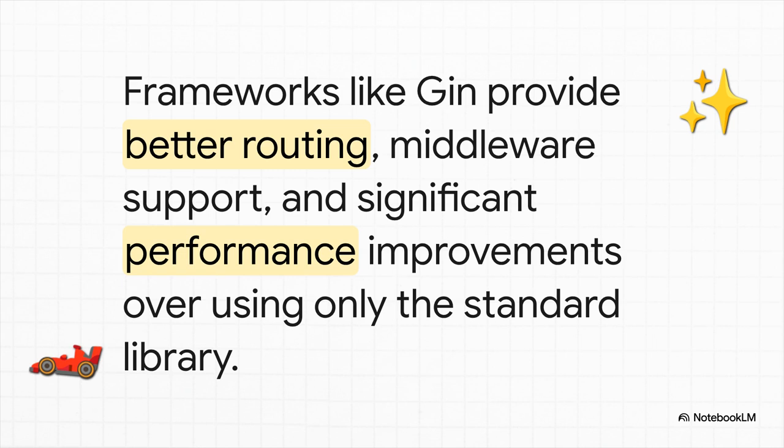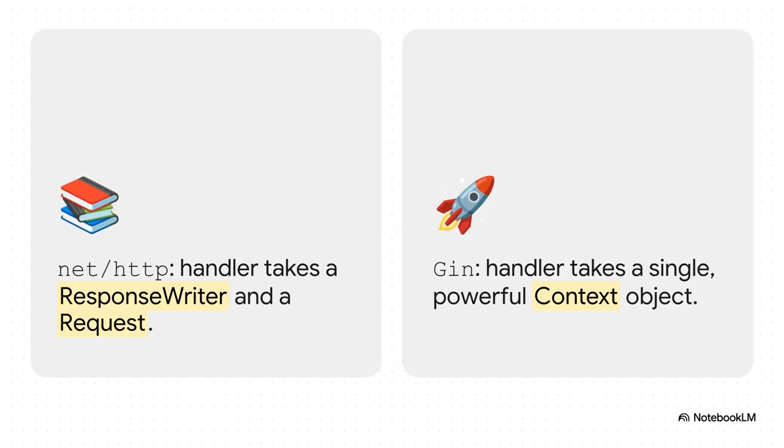Well, because while the standard library is amazing, at some point you start reinventing the wheel. Frameworks like Gin give you battle-tested solutions for all the common stuff. Complex routing, middleware, error recovery, right out of the box. They handle the boilerplate so you can focus on building your app's features. And you can see the whole philosophy shift right here in the code.